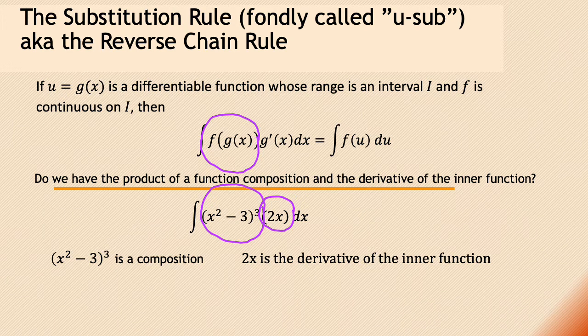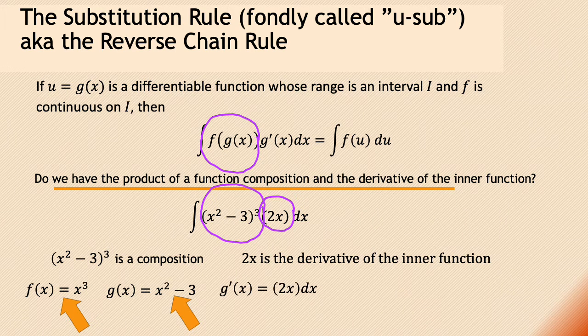So let's deconstruct it and put it in the notation. Our f of x is x cubed. So the function f is taking something and raising it to the third power. And the thing that it's raising to the third power in this case is what we're calling g of x, which is x squared minus 3. And then the derivative of that inner function, x squared minus 3, we already said, yep, that is 2x, and that's what we've got there.